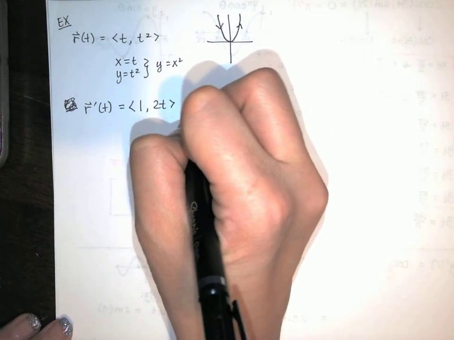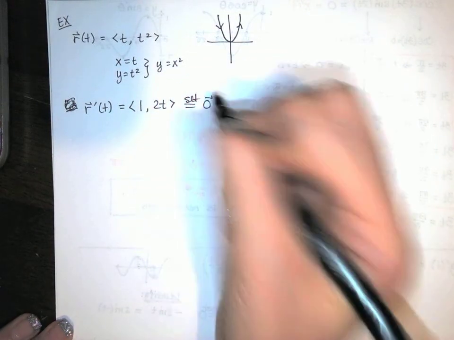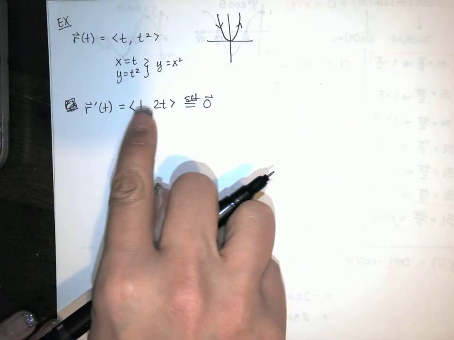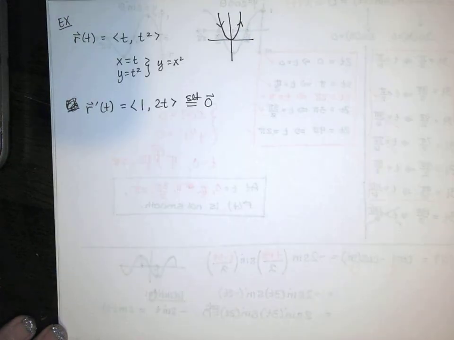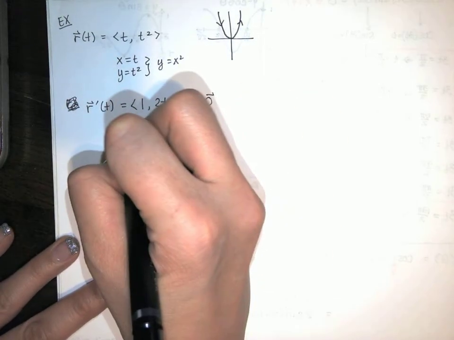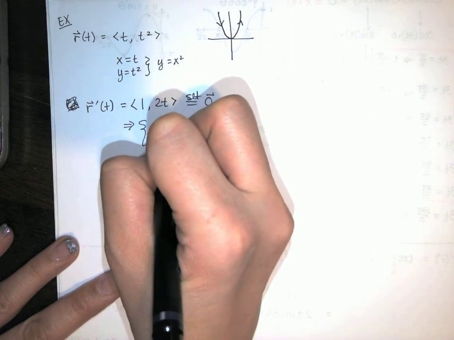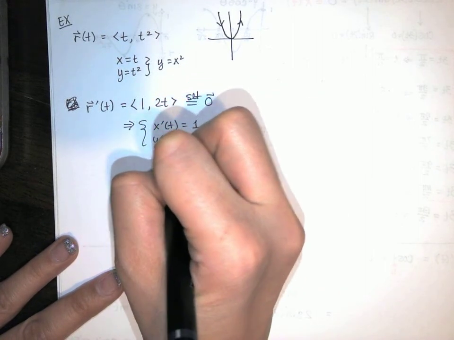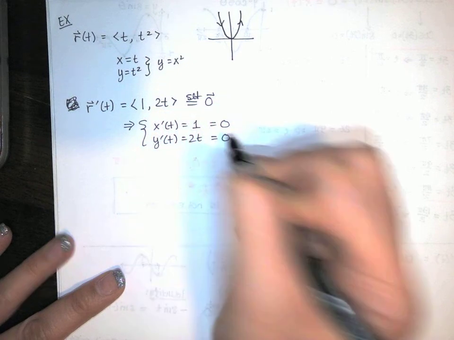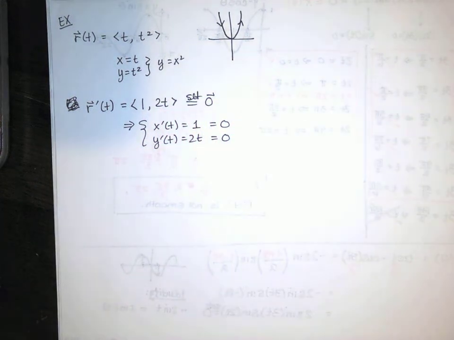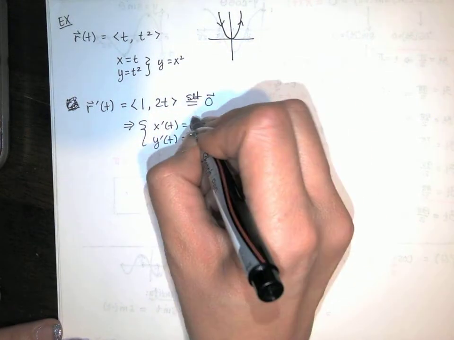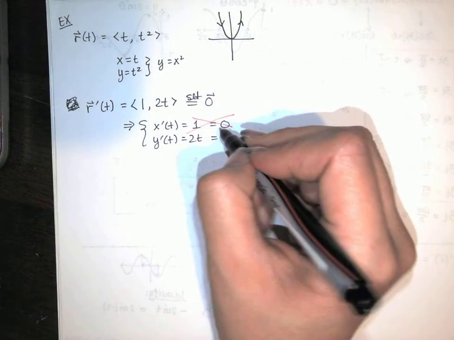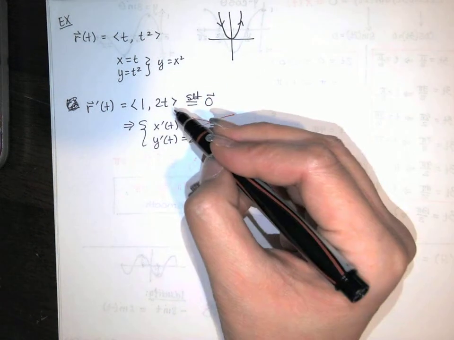Question is, does that ever equal the 0 vector? Am I ever going to get a 0, 0 out of this? I hope you said no. The system of equations that we would have here is x prime equals 1, which equals 0, and y prime equals 2t, which equals 0. 1 is never equal to 0, guys. So there's no problem t-values.